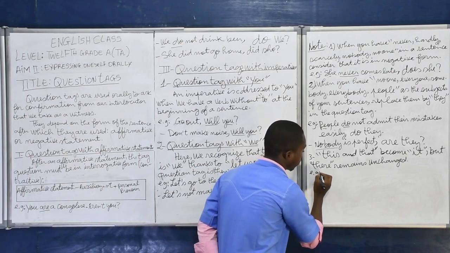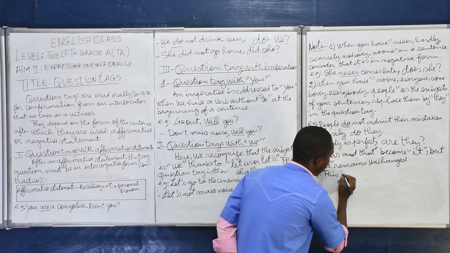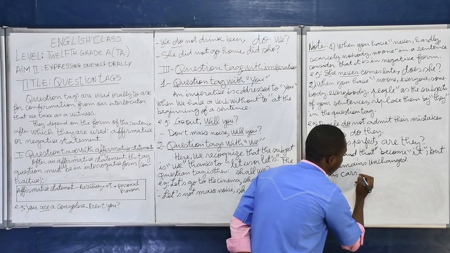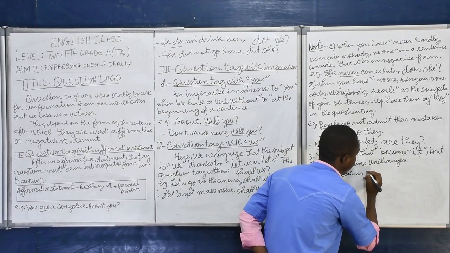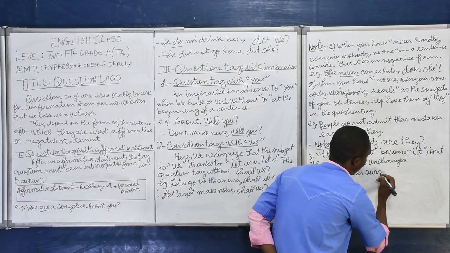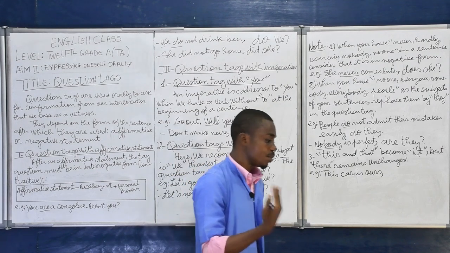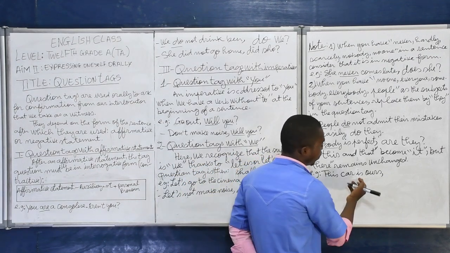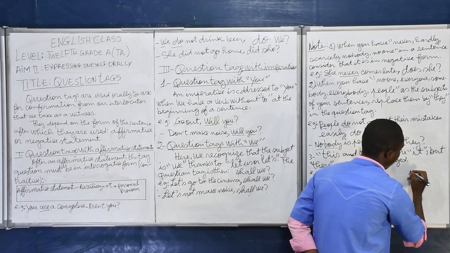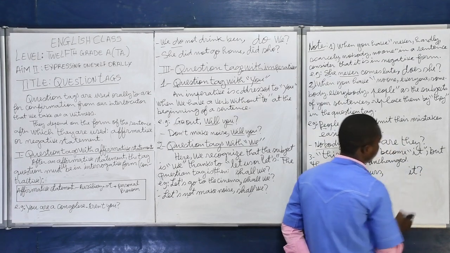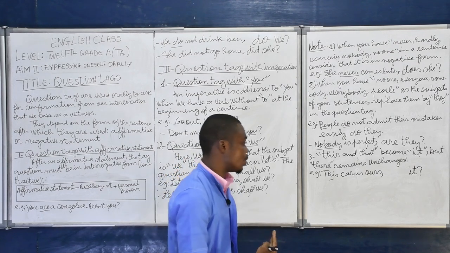Example. This is, let's say this car. This car is ours. Cette voiture est la nôtre. Comment dire, n'est-ce pas? You come back to the sentence. You have this. Automatically, you use your subject here with the question mark. This car is ours. Cette voiture est la nôtre, n'est-ce pas?